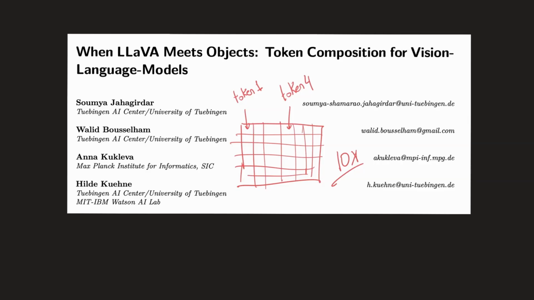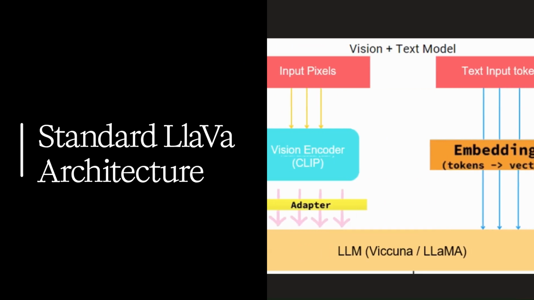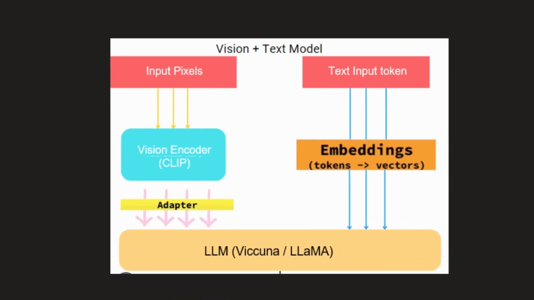This paper is called When LLaVA Meets Objects: Token Composition for Vision Language Models, and they call their model Mask-LLaVA. So all of the tokens, both the text and the image tokens, live in the same LLM embedding space. And that's a powerful idea, but it comes with a cost.